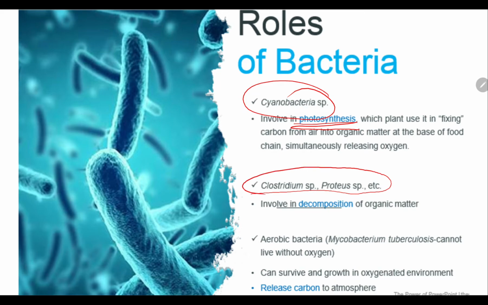And then the second one, we can see the role of Clostridium and also Proteus species in the carbon cycle, because they are involved in the decomposition of organic matter in the soil. And then also we can see some of the aerobic bacteria. When we know it is an aerobic bacteria, it means that they need oxygen to live. For example, Mycobacterium tuberculosis can survive and grow in an oxygenated environment, because it is an aerobic bacteria, it needs oxygen. So what it does to the carbon cycle is that it helps in releasing carbon to the atmosphere.